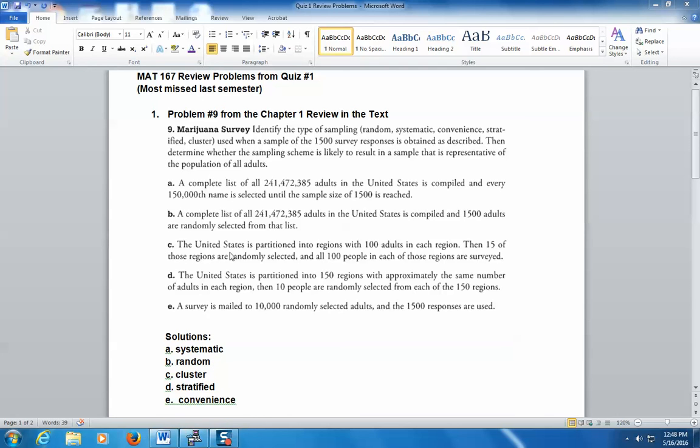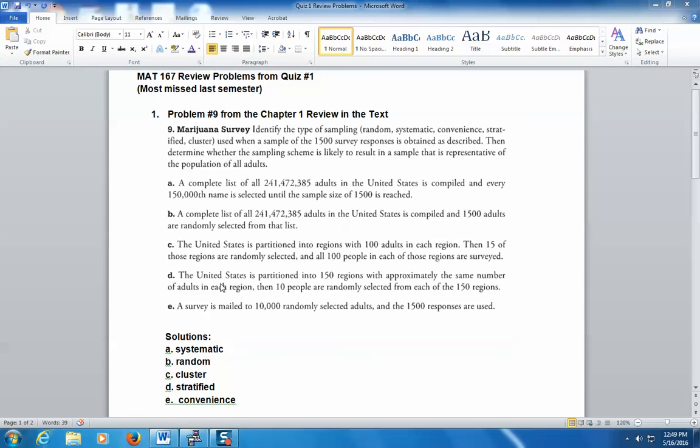C, the U.S. is partitioned into regions with 100 adults in each region. Then 15 of those regions are randomly selected and all 100 people in the region are surveyed. So in this case, since we're randomly selecting, the regions are considered clusters. So each cluster has 100. So part C is a cluster sample.